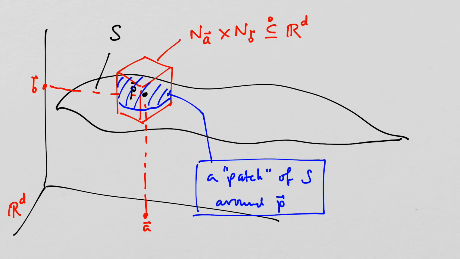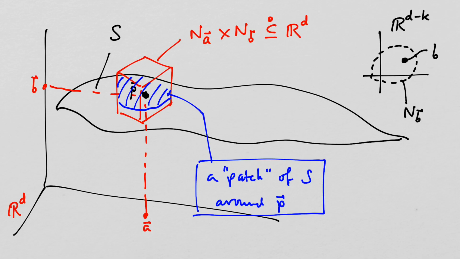So it's like a local patch of the constraint set just around P. Now it's that local patch that's parametrized by the function phi. See, the function phi is going to take some portion of a lower dimensional space, namely d minus k space, some neighborhood or open set in d minus k space, which is n sub b. B is a specific point in there.